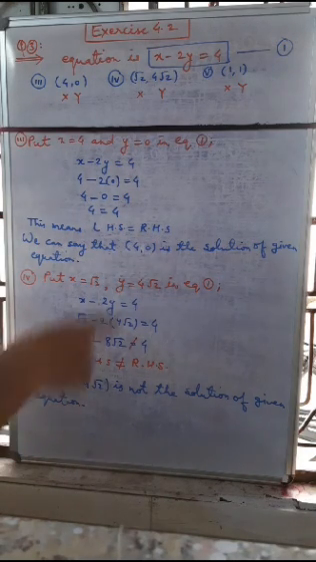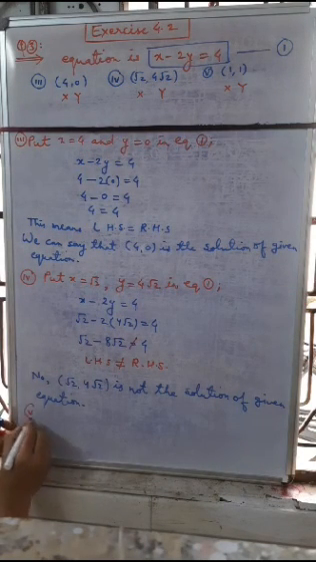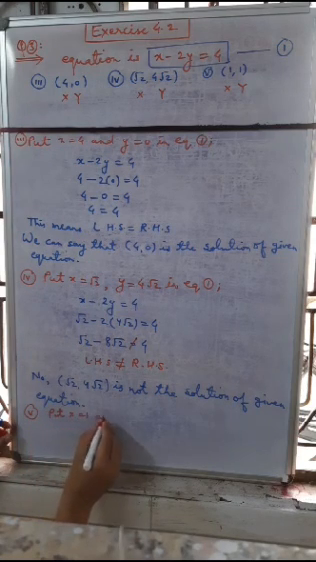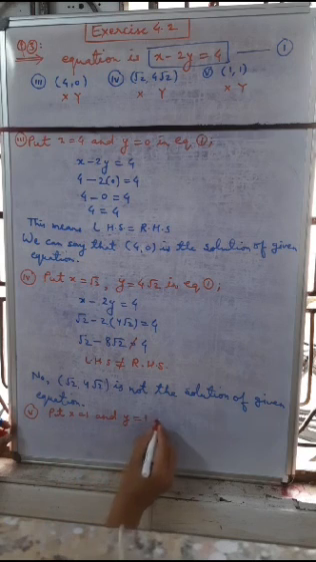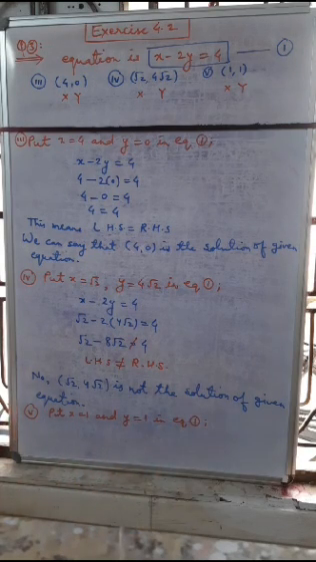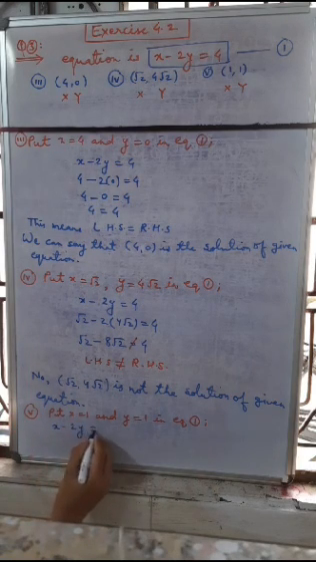Similarly, the last point, option 5, (1, 1). That means put x equal to 1 and y also 1 in equation 1. Very easy question. So x minus 2y is equal to 4.